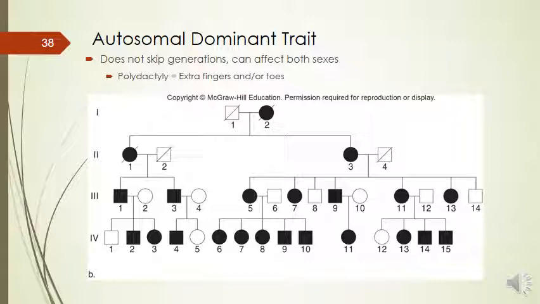Here is an example of an autosomal dominant pedigree. In this case, you can see that it does not skip generations. It can affect both sexes. But as we start looking at some of the diseases next week, you're going to see that in some cases, because of the variability of expressivity, it isn't always apparent that a specific individual in a generation has a specific disease. In this case, the disease that we're looking at is polydactyly, extra fingers and/or toes.